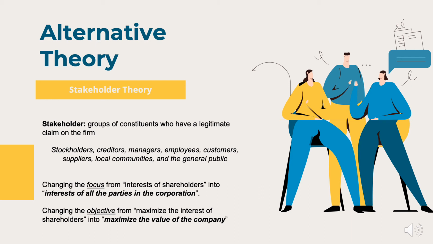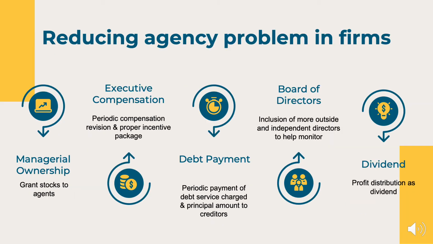There will always be that problem with it. The agent wants it to get done and the principal wants it to get done right, because there will always be a conflict of interest. So, how to reduce the agency problem in firms?